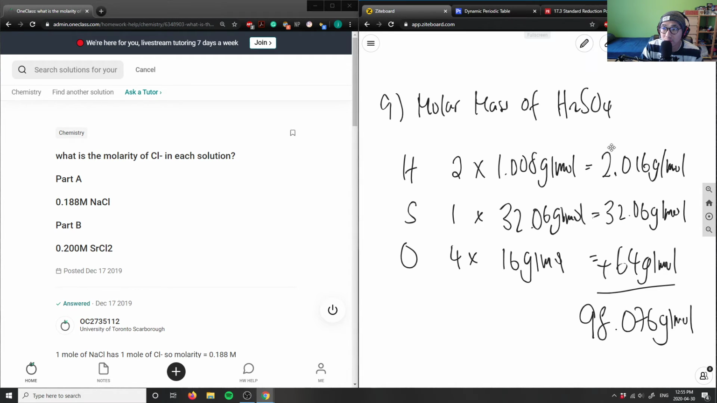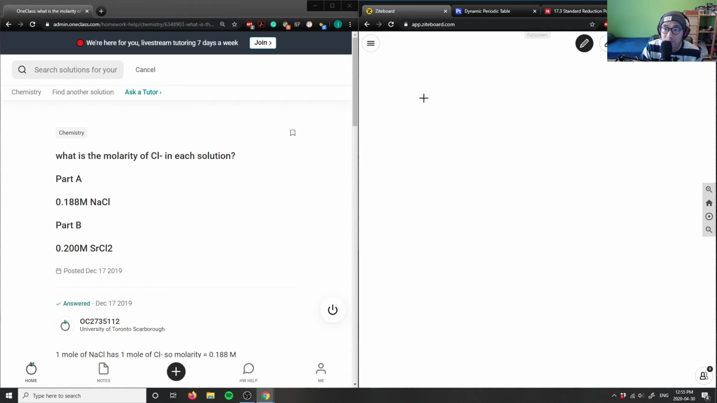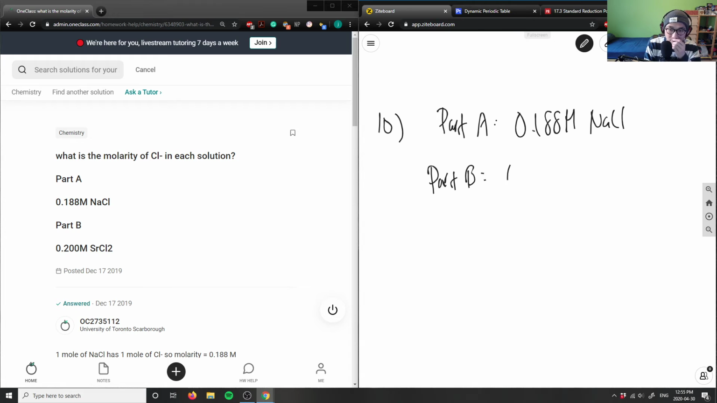I might be able to do it. So let me do number 10 and finish off 10 problems for today. It's asking, what is the molarity of Cl minus in each solution? Part A is 0.188 molar NaCl, and part B would have 0.200 molar SrCl2.